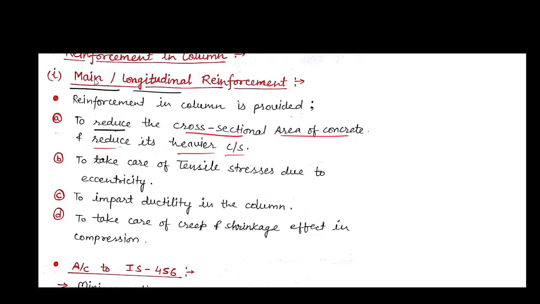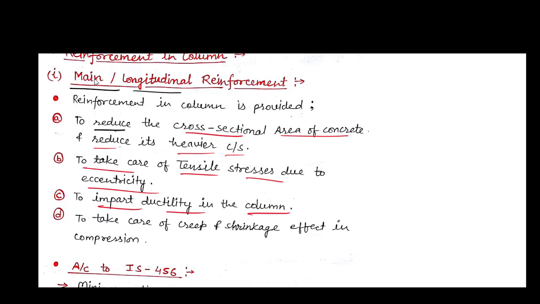The second part is to take care of tensile stresses due to eccentricity. We have already studied the term eccentricity here: eccentricity is when the load is away from the CG. So it takes care of the tensile stresses due to eccentricity. The third part is to impart ductility in column. Columns generally happen to buckle, so it imparts ductility to the column, meaning it will not break suddenly, it will give a warning.